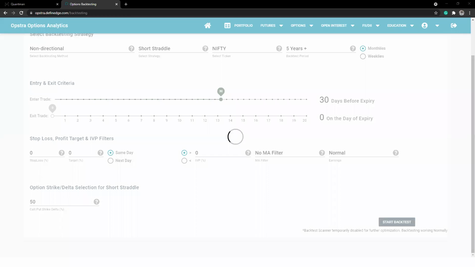Then we'll go to the intraday straddle, because it's quite interesting also. It's going to take a little bit of time here. Let it be.